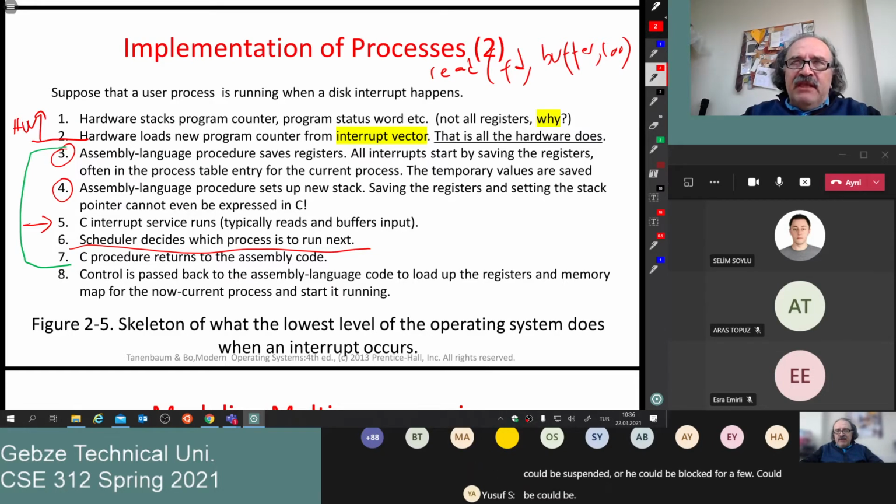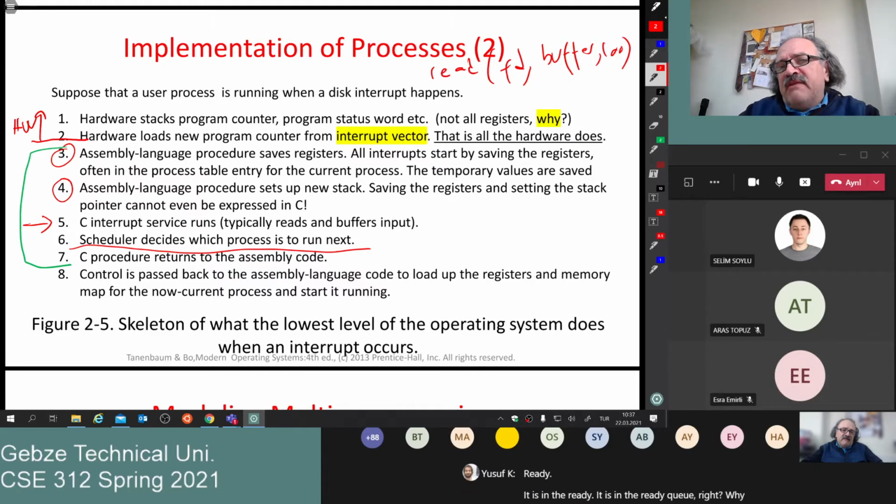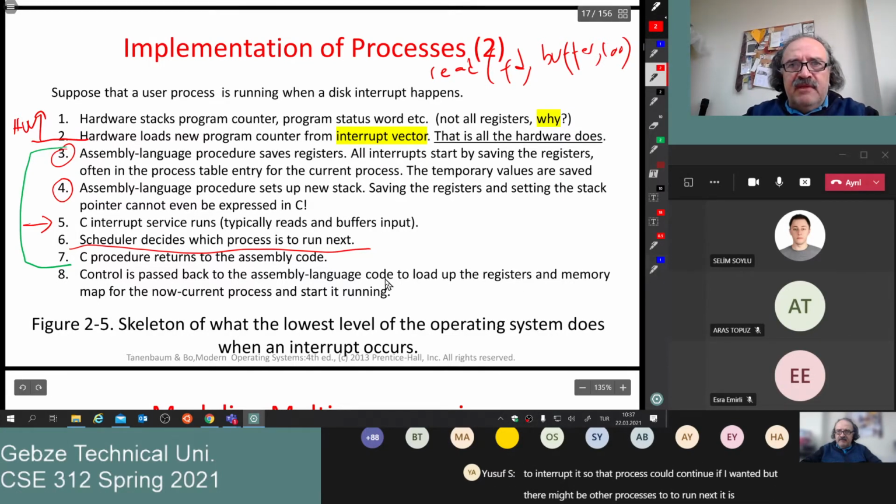Where would I put the interrupted process? In the blocked state or the ready state? Ready. It is in the ready queue, right? Why? Because it was already running. It was happy with the CPU, right? Everything is fine. Then the interrupt happened. I have to interrupt it. So that process could continue if I wanted, but there might be other processes to run next. It is up to the operating system to make that decision.